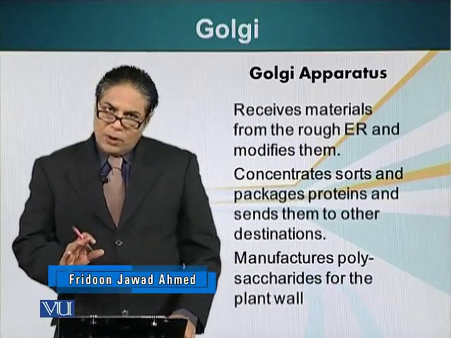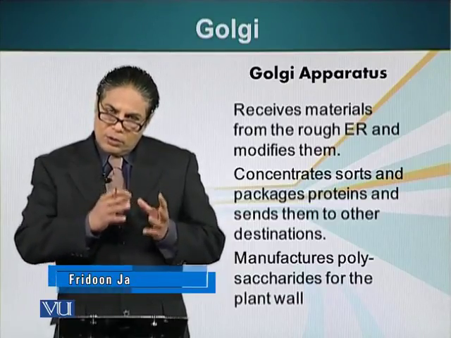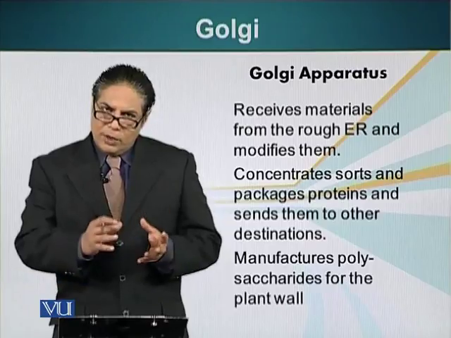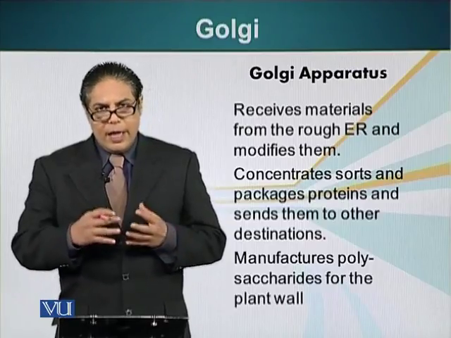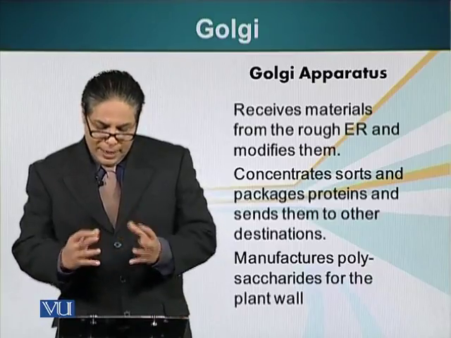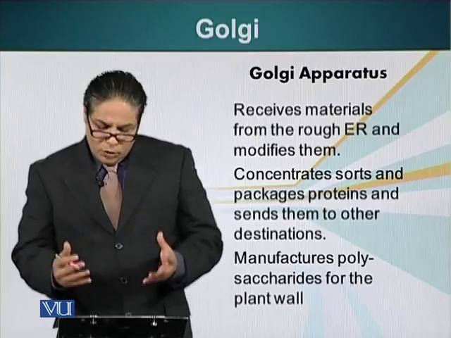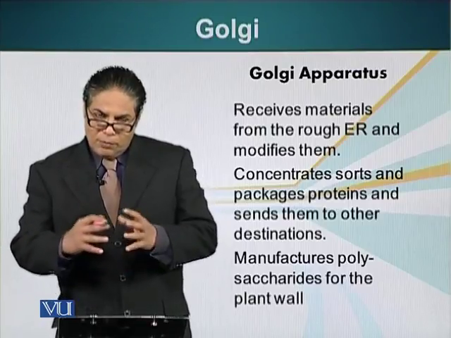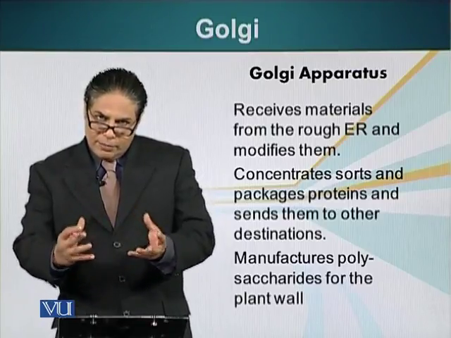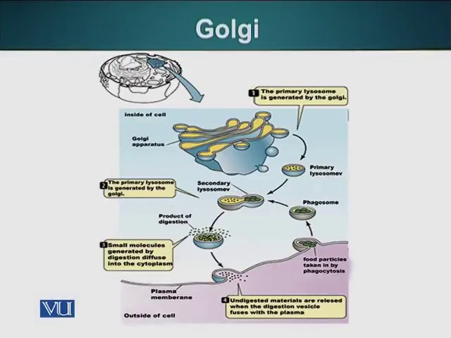We have already talked that proteins have carbohydrate molecules attached to them which serve as the addressing system. These proteins are packaged and sent to Golgi apparatus, where further sorting and concentration of these proteins is increased in a vesicle and sent to the appropriate destination.